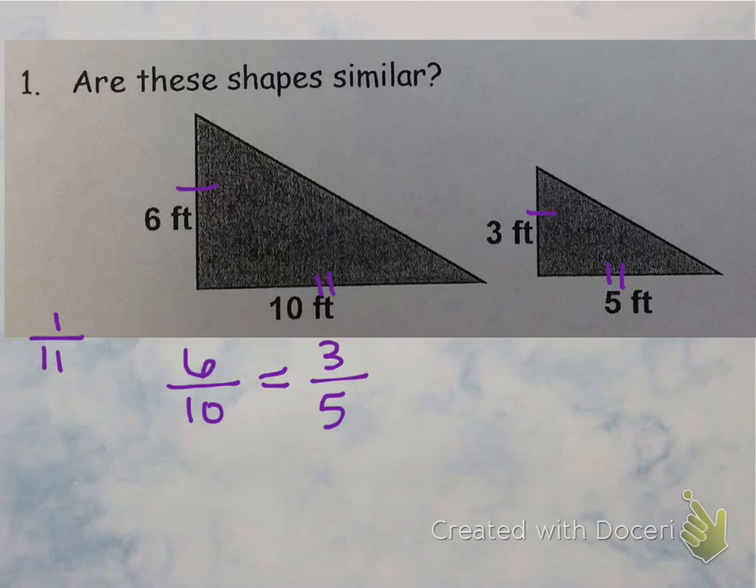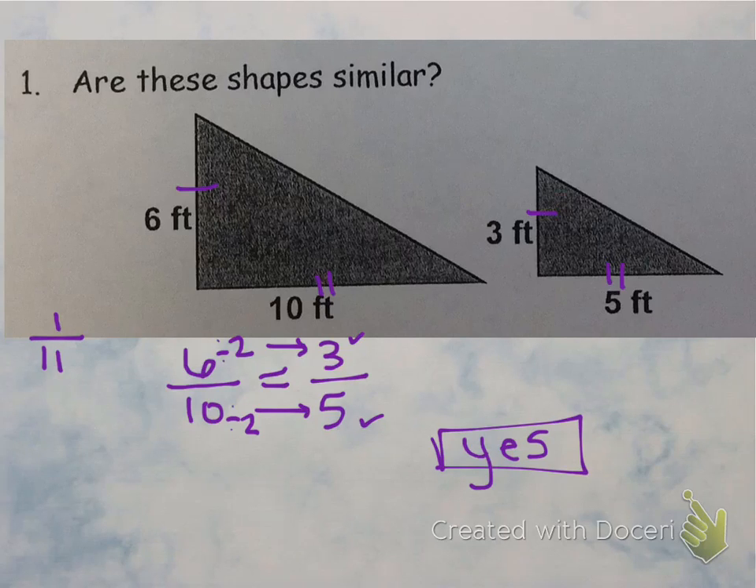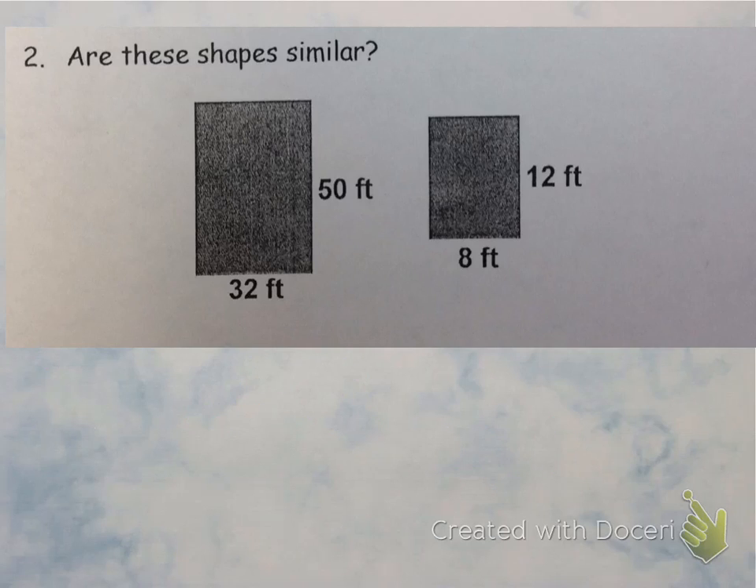So let's see. If I divide this 6 by 2, I get 3. Check. What I do to the top, I have to do the bottom. So when I divide 10 by 2, do I get 5? Yes. So our answer is yes. These triangles are similar. Number 2 is the same thing but with rectangles.